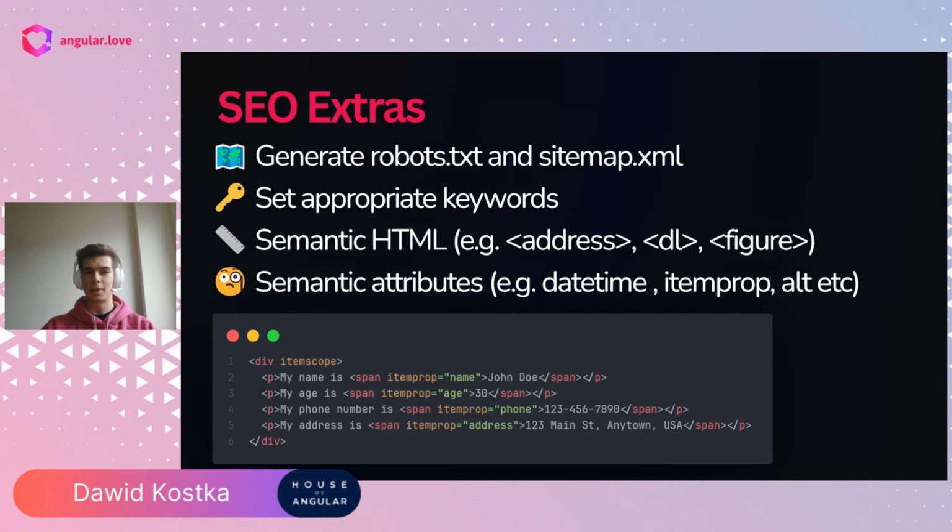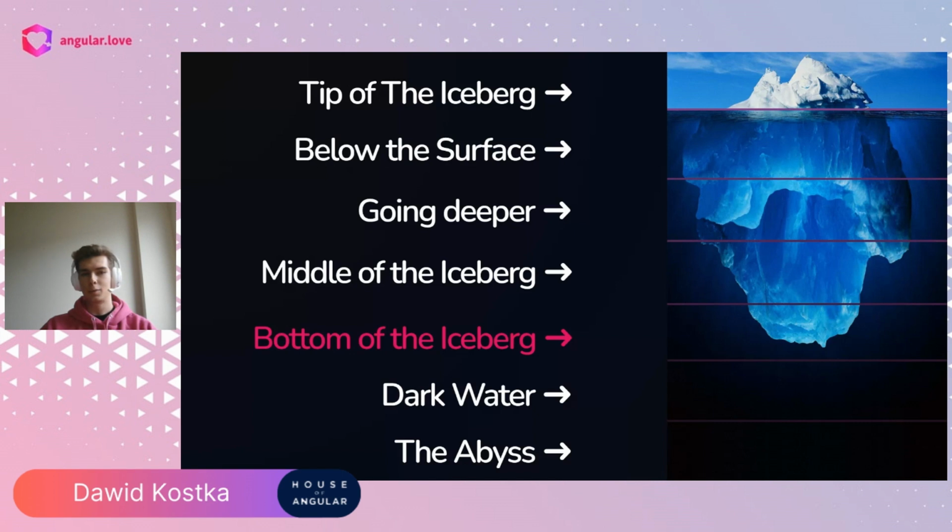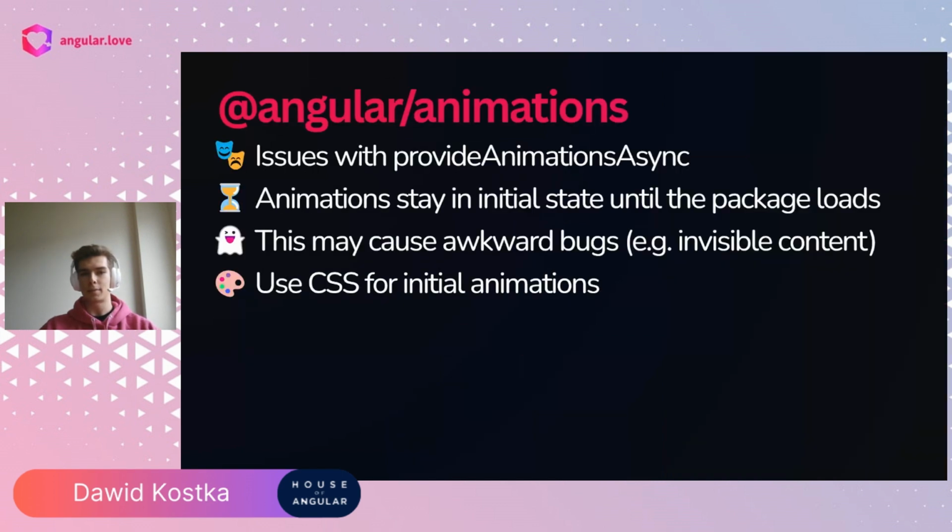Okay, that is pretty much it for the SEO, and I think there are even more things that you can do. Now we'll move on to some random issues that you can bump into when working on the SSR. And we'll start with the Angular animations package. Just because of bundle reasons, you will likely need to provide it asynchronously with the provideAnimationsAsync package.